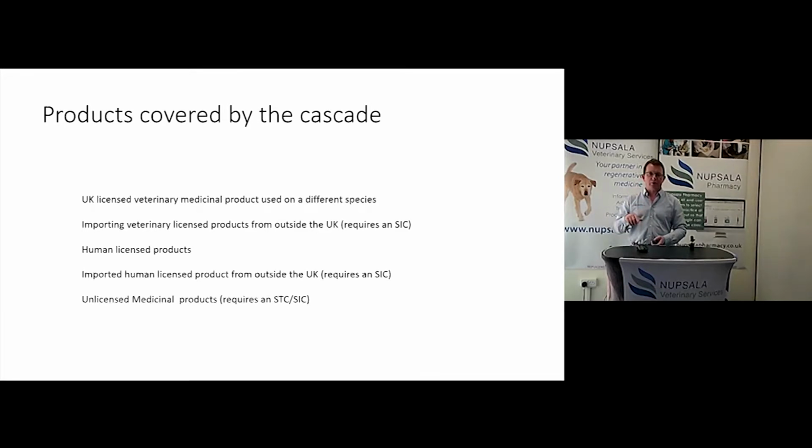And what we'll do is we'll work with you. Here at Nupsala, if you've got a situation where you want to use a product, you've gone through the cascade decision, and you know that it's not available in the UK, it may not be available in Europe, it may be outside of Europe, tell us your case, tell us why you want to use it, and we'll work with you to help approach the authorities, the VMD, about how we might be able to get that product in and supplied to you.